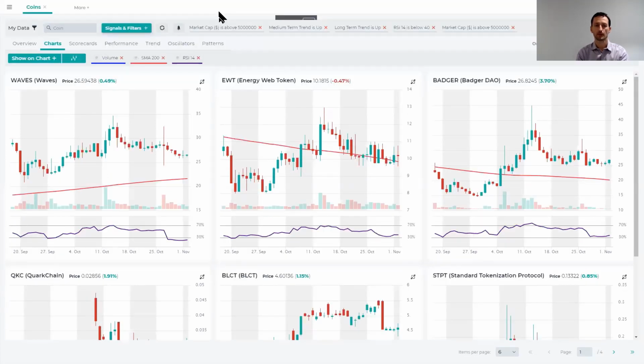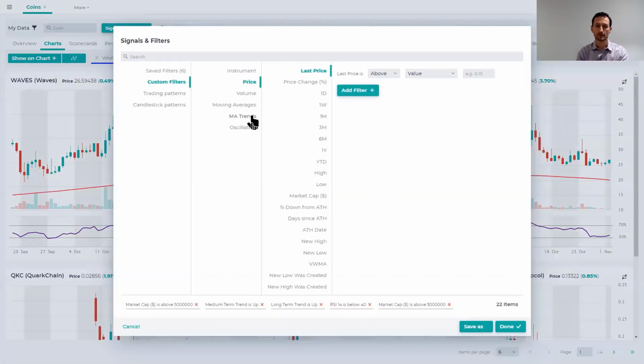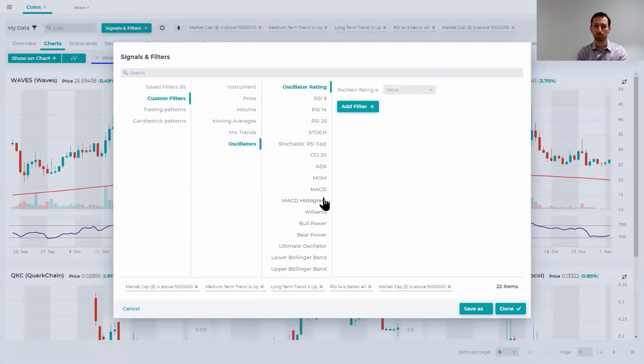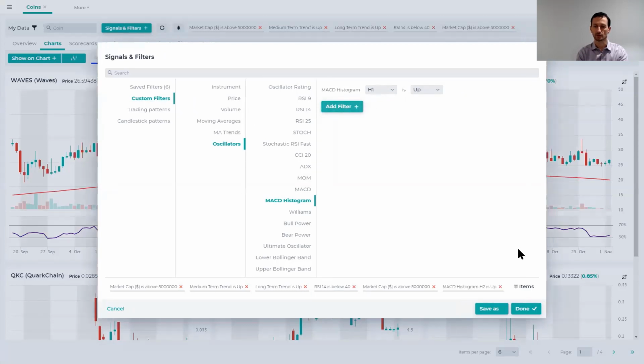On top of everything we have here, we're going to add another indicator that could strengthen this signal, and that's the MACD Histogram. This is actually a recent addition to our filter capabilities. And I'm going to say H2 is up. Now, what the hell is H2?